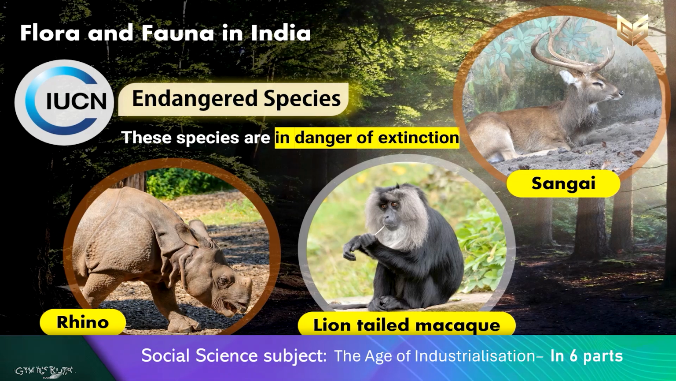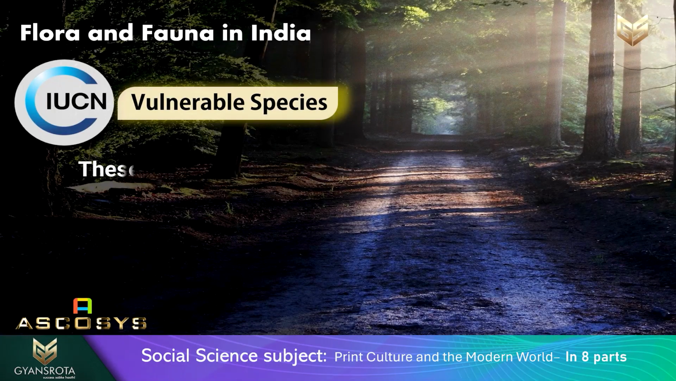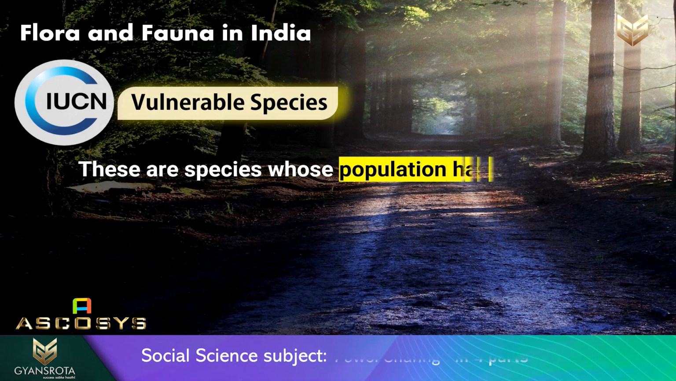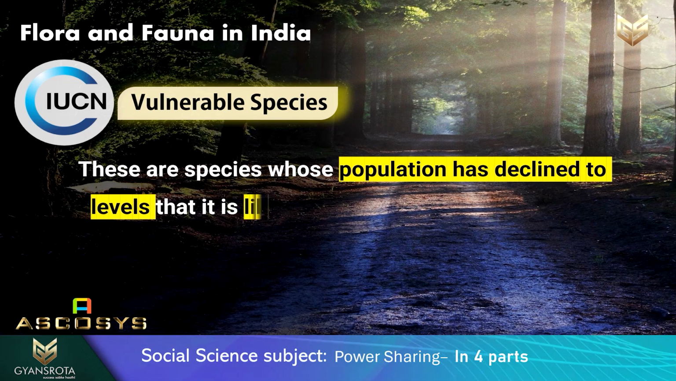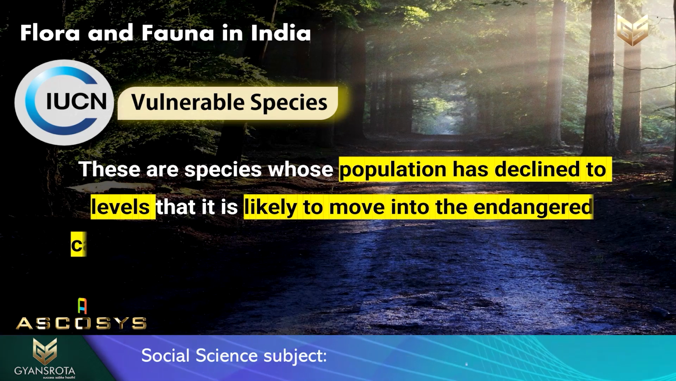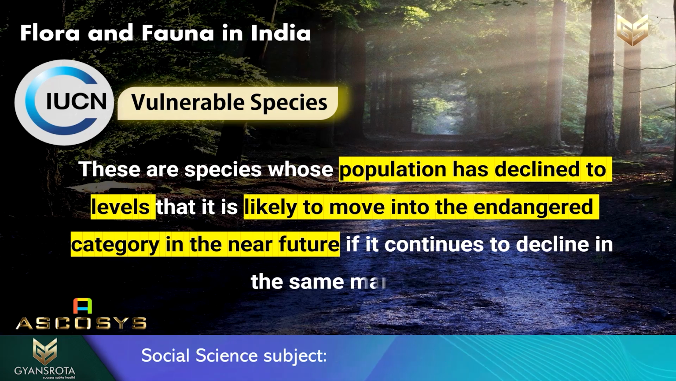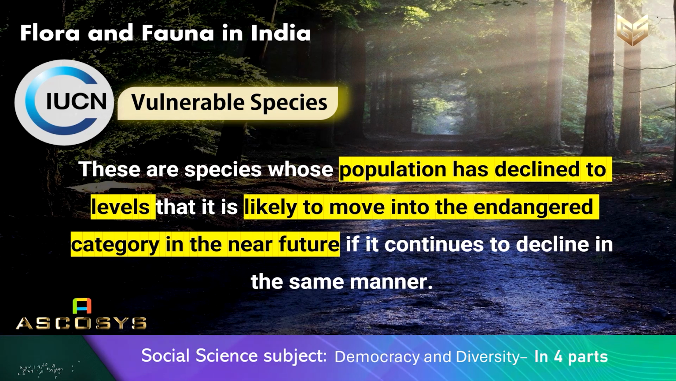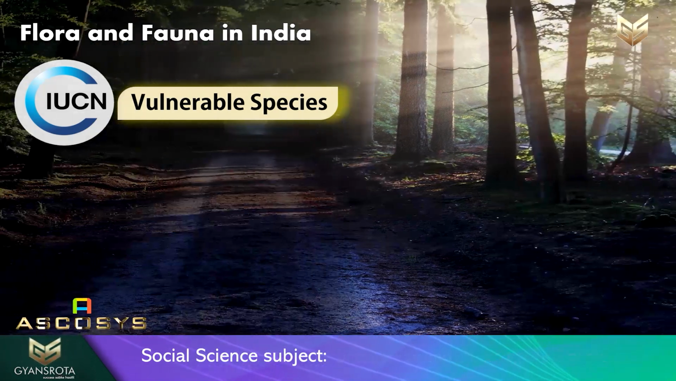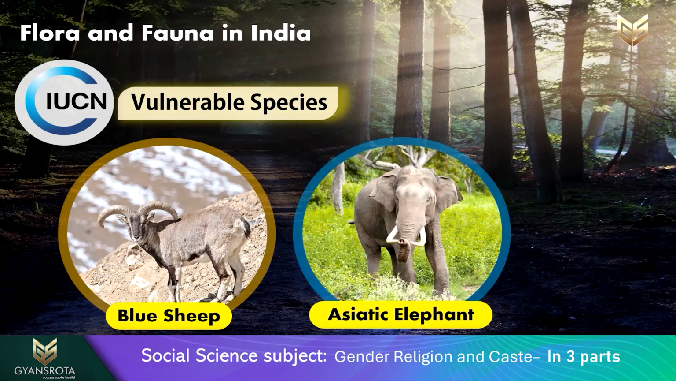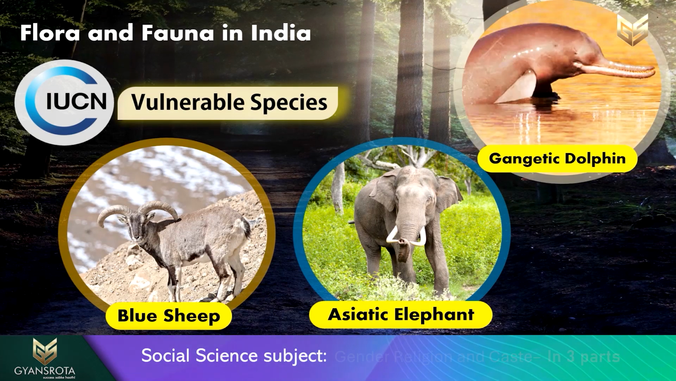The third category is the vulnerable species. These are the species whose population has declined to levels where they are likely to move into the endangered category in the near future if it continues to decline in the same manner. Some of the examples are blue sheep, Asiatic elephant, Gangetic dolphin, etc.